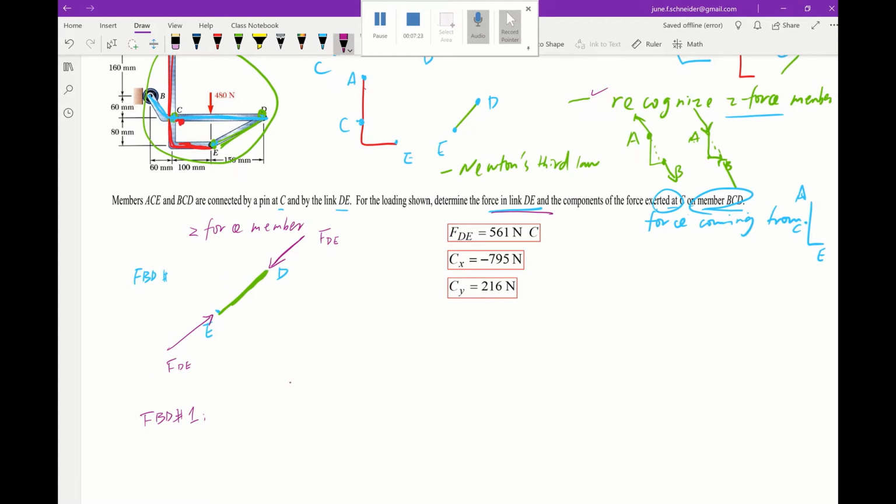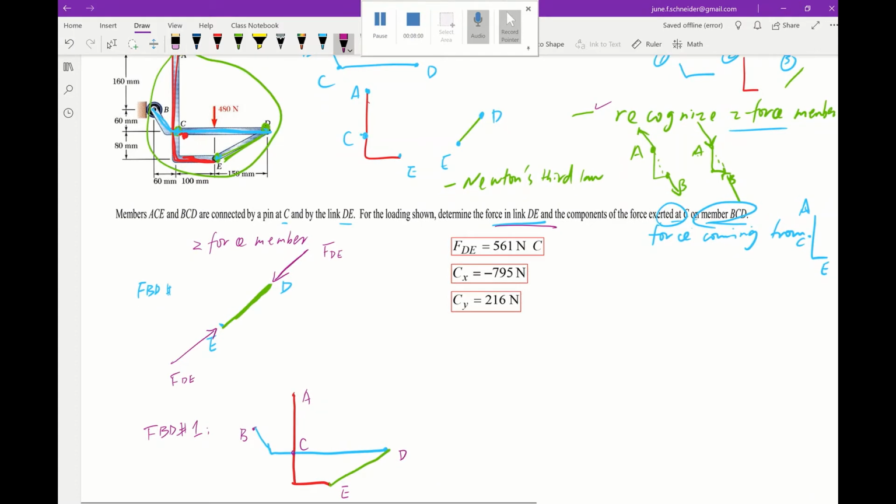So for the entire frame, what do we have? We'll have this ACE in red. Then we also have this BCD. Then we'll have our DE. Then let's go ahead and label them: DE, ACE, then B, C, D.